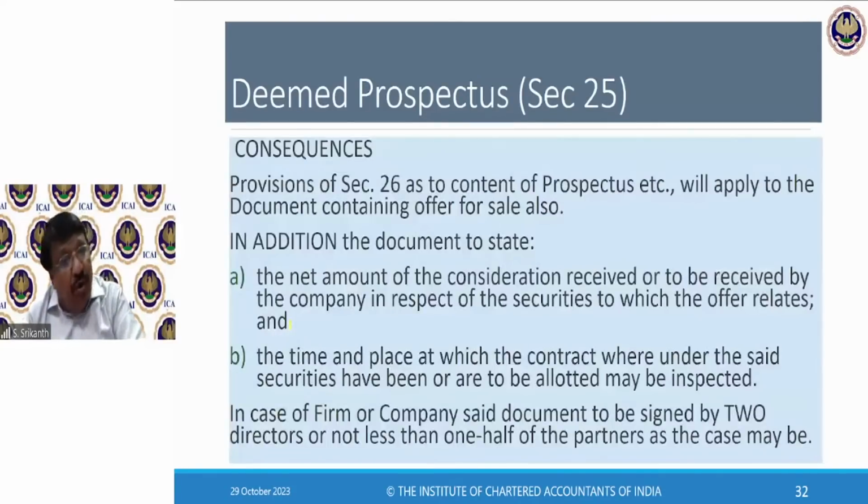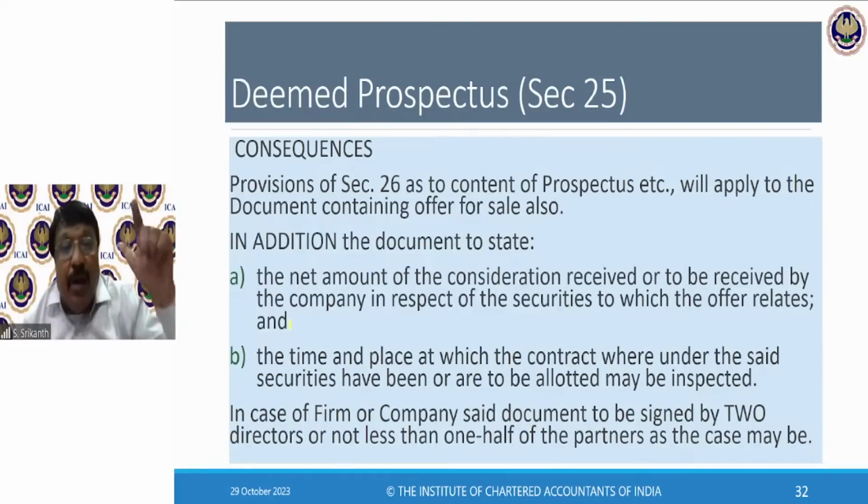So it is quite possible that you are doing it beyond 6 months, full consideration has been received. Then that letter is not deemed. But suppose it is within 6 months, then what you have to do? In that document, along with the prospectus, you should also mention the price at which the allottee is getting it, the consideration received or to be received by the company.